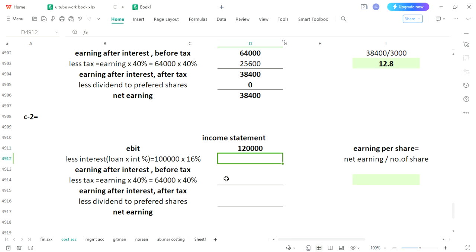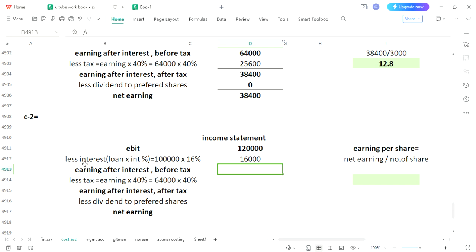Okay, the amount of loan for the C part was changed. It was 1 lakh. So simply follow this calculation: 1 lakh amount of loan multiplied by 16 divided by 100. So the amount of interest is calculated. Now we can calculate earning after interest.